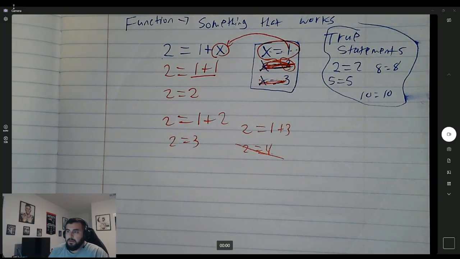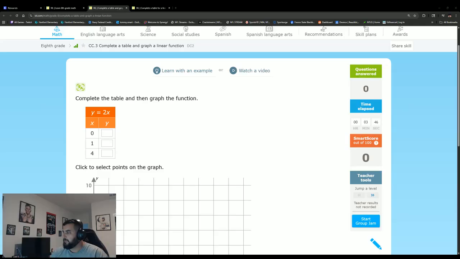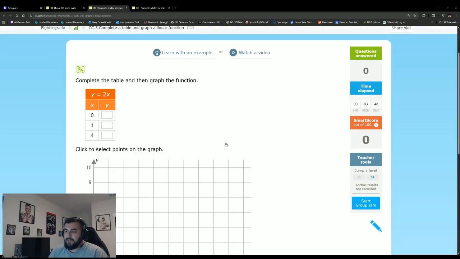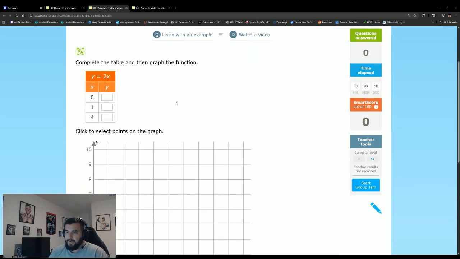Okay. Now, this is where kind of how we just talked about it a little bit. Here is the more advanced version of it. We're going to look at a t-chart. Let me pull it up again. There we are. So now we're going to look at this t-chart right here. Okay. And it says complete the table and then graph the function. We have y equals 2x. Here, this is our first equation I'm working with.